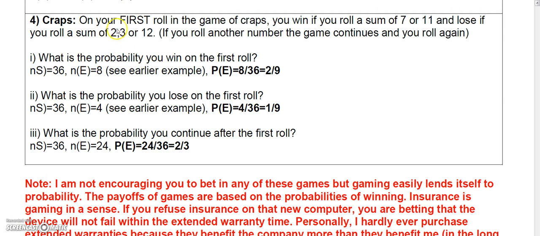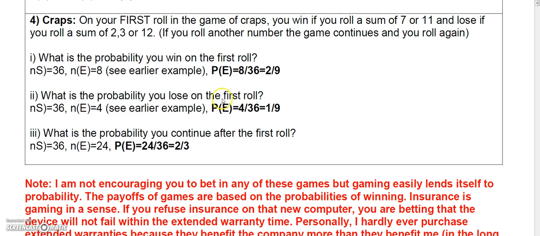Okay, I'll wrap it up on the game of craps. On your first roll in the game of craps, you win if you roll a 7 or 11. So what's the probability that you win on the first roll? Well, there's 6 ways to roll a 7. There's 2 ways to roll an 11. So there's 8 ways you can win on the first roll. So the probability on the first roll would be 8 out of 36, or 2/9.